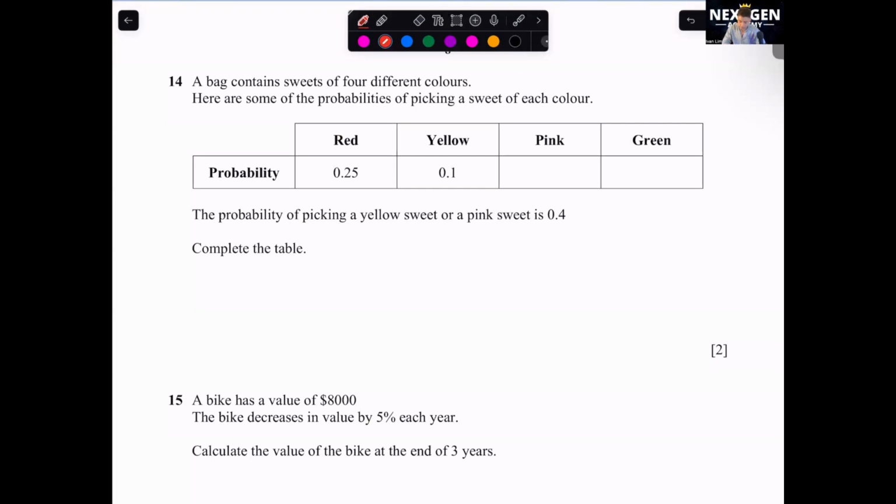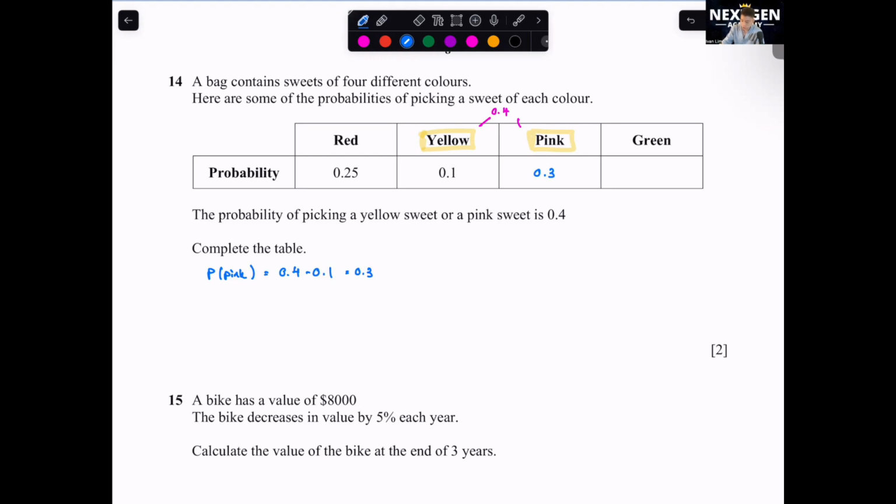The probability of picking a yellow sweet or a pink sweet is 0.4. Okay, yellow sweet or pink sweet. So yellow or pink, these two added together should equal 0.4. Okay, complete the table. So we can calculate what the pink sweet is first. Okay, so probability of getting pink will be 0.4 minus 0.1, which is 0.3.